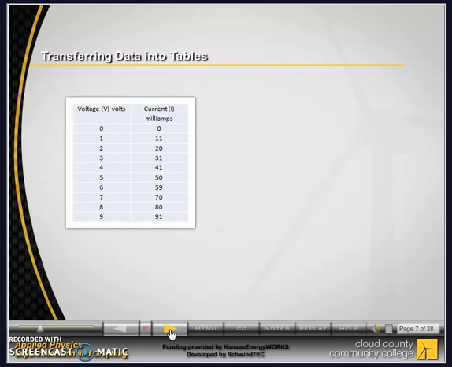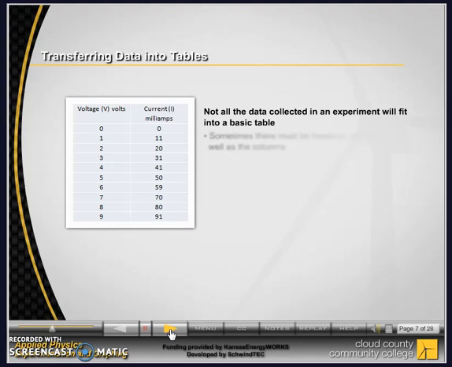Shown below is a proper data table for the student's data. Note that within the body of the table there are no units. To see which units are associated with a number, look at the column headings. This example is a very basic one. Not all the data collected in an experiment will fit into a basic table like this one. Sometimes there must be headings for the rows as well as the columns, while other times you may need subheadings.